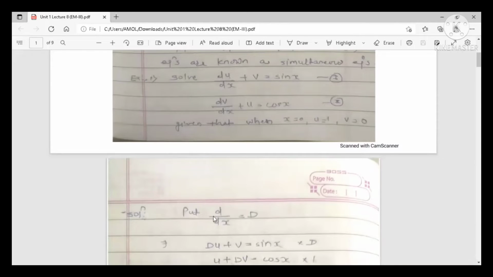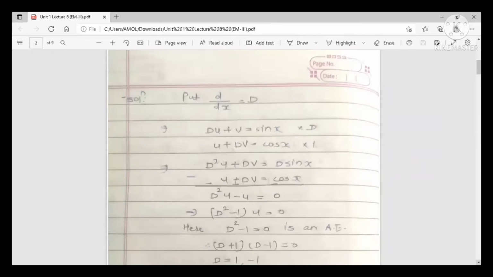You put d by dx is equal to capital D, so that equation 1 reduces to Du plus v is equal to sin x. And in the second equation, d by dx is again capital D, so this is D into v: Dv plus u is equal to cos x. So the equations reduce to this.